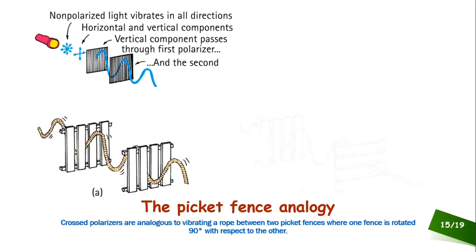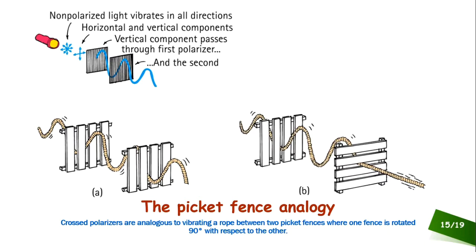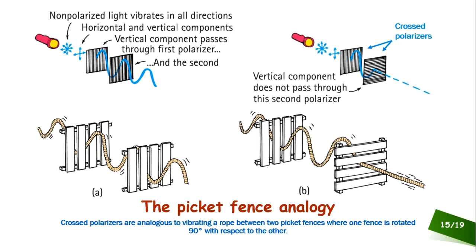But let's say, you know, we flip over that second fence there. So now the waveform is actually stopped. We see the same thing with Polaroids, okay? If we flip the one filter, so now the Polaroids are actually what we call crossed. So now none of the light is able to get through because the one plane that was actually going through the first filter is actually stopped by the second filter.